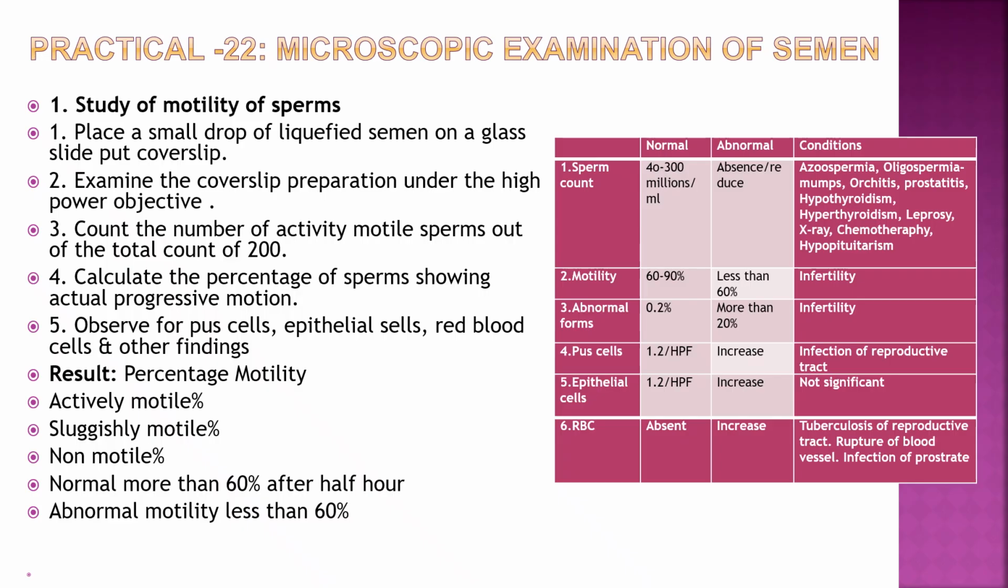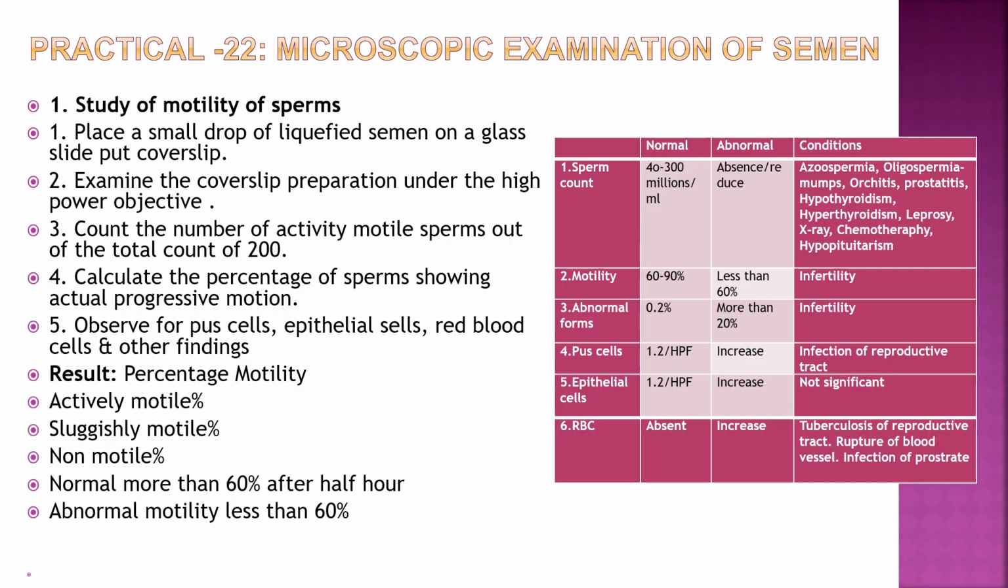Hello students, now we will see microscopic examination of semen. First is the motility of the sperms. For that, you have to take one drop of sample after liquefaction on the slide, put a cover slip and then see the motility. On average you have to count 200 sperms and then observe the motility in percentage.